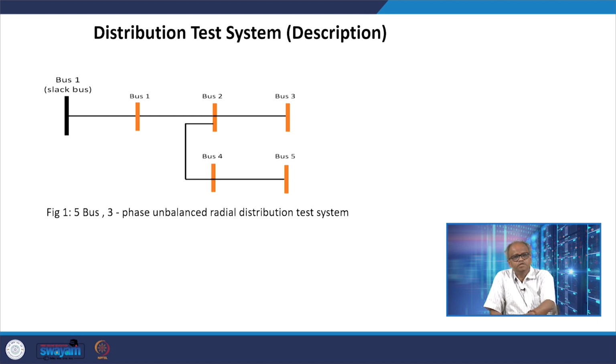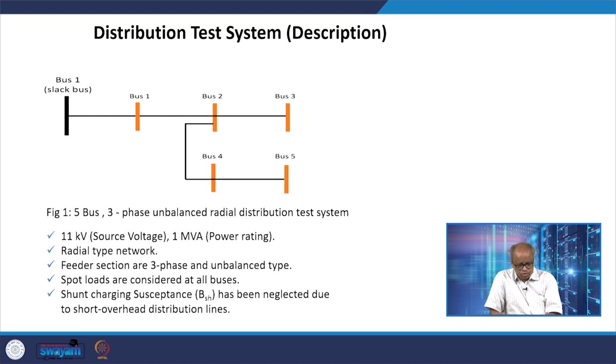Although this is basically a single line diagram, this is actually a 3 phase bus, right. So all these lines are essentially 3 phase lines. And this is basically the specification. This is an 11 kV, 1 MVA power rating. It is a radial network. Feeder sections are all 3 phase and unbalanced type.